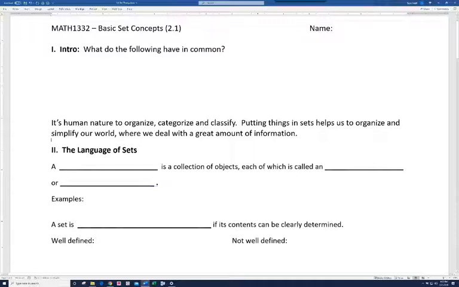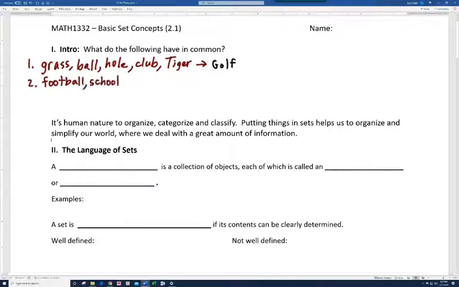I'm going to start by doing something where we can have a little bit of fun. So this intro says, what do the following have in common? Number one, grass, ball, hole, club, tiger. Hopefully by now you're all thinking golf. Number two, football, school, Halloween, World Series. If those didn't get it, this one might. Leaves. These are all associated with fall.